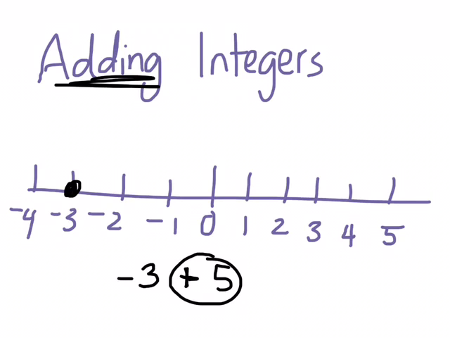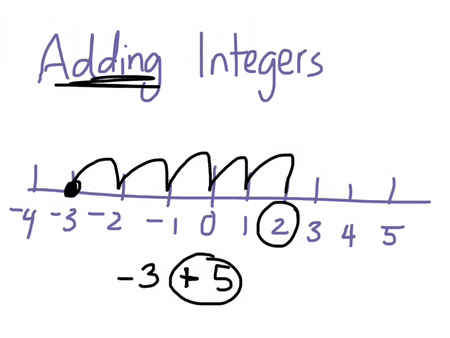Am I gonna move to the right or left? We're gonna move to the right. So 1, 2, 3, 4, 5. -3 plus 5 is equal to +2. Now I can write 2 or I can write, we don't have to put the positive sign, okay? When it's positive, you can just write the number 2.